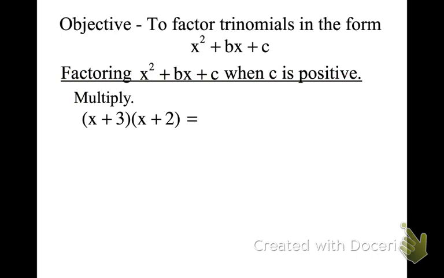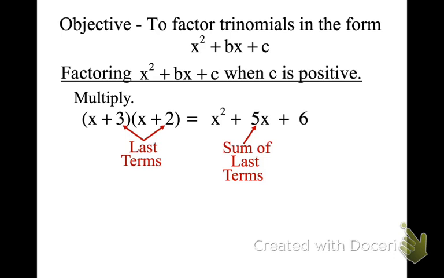So I want you to notice, okay? I want you to notice that when we multiply this, notice the two last terms. When we add those together, what do we get? When I add those two last terms together, we get a 5. And that is the middle term coefficient. So when we take those last two terms, we will get the sum or it will be add or subtract to that middle term.